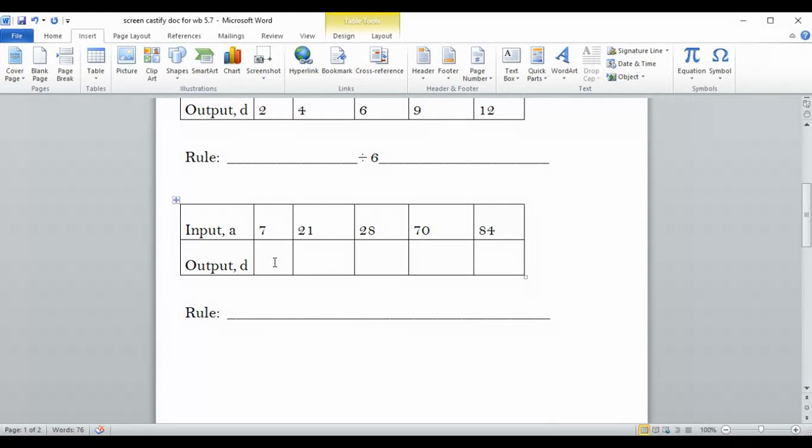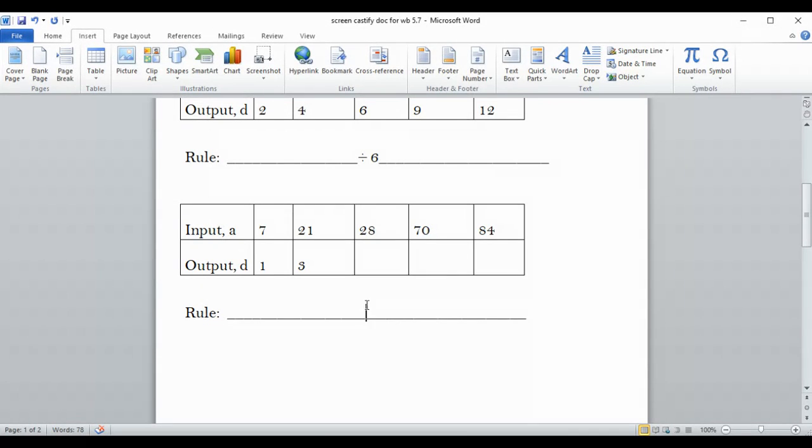This time, it doesn't have any lower numbers, does it? So I'm going to put in a couple of numbers on the output side. All right, so what is our rule going to be? If we start with a 7 and we end up with a 1, and we start with a 21 and we end up with a 3, what could we have done? Did we add, subtract, multiply, or divide?